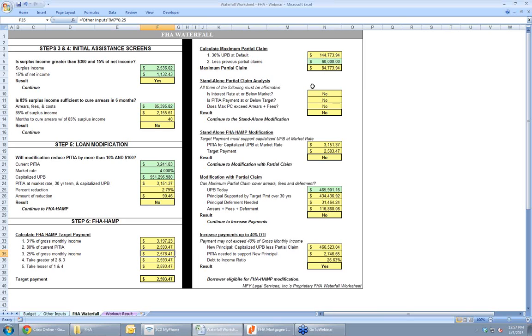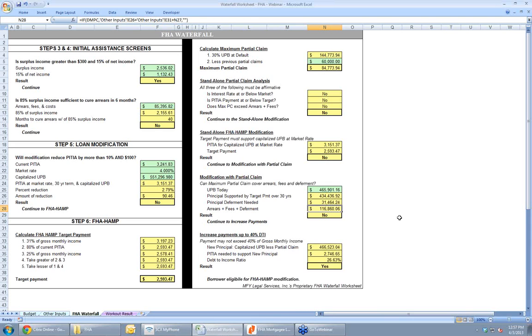So now we're saying, can we get to their target payment with a partial claim? So you'll see that the next calculation is the principal deferment needed, because here we have the principal supported by the target payment is less than their UPB today. So not only would we need to wipe out all of their arrears, but we'd actually need to defer a portion of the principal balance. We need to roll some of that into the partial claim, right? So that's the way we could get them down to a principal balance that they can pay off with their target payment. Now you'll see in the next cell right down here, this is the size of the partial claim that they would need in order to get this modification.